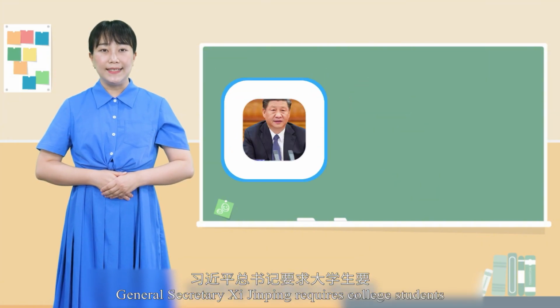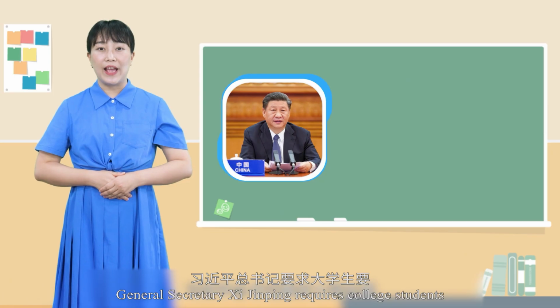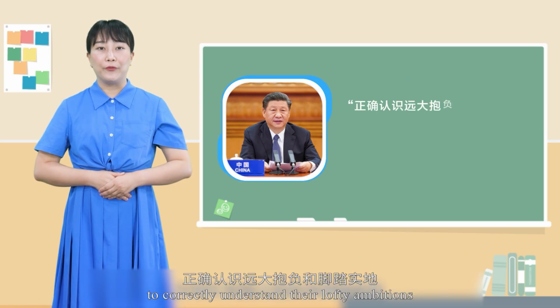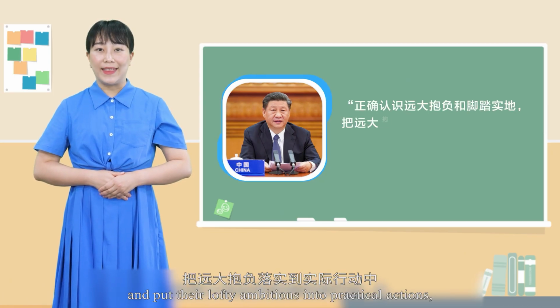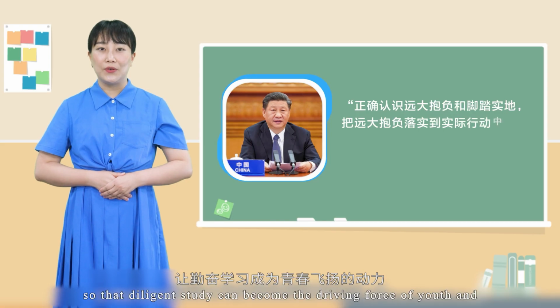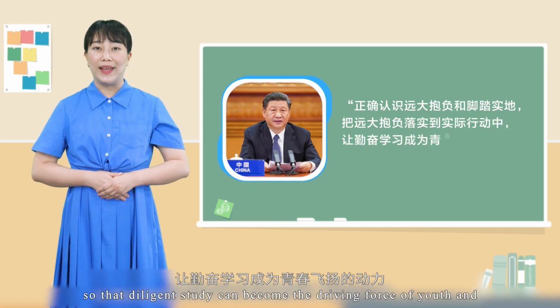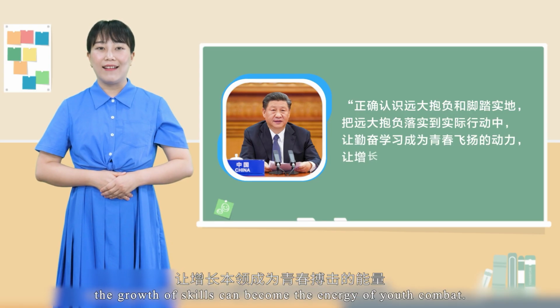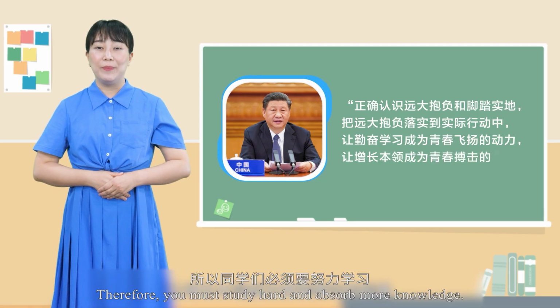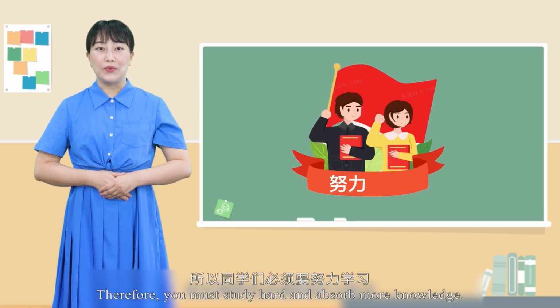General Secretary Xi Jinping requires college students to correctly understand their lofty ambitions and put their lofty ambitions into practical actions, so that diligent study can become the driving force of youth, and the growth of skills can become the energy of youth combat. Therefore, you must study hard and absorb more knowledge.